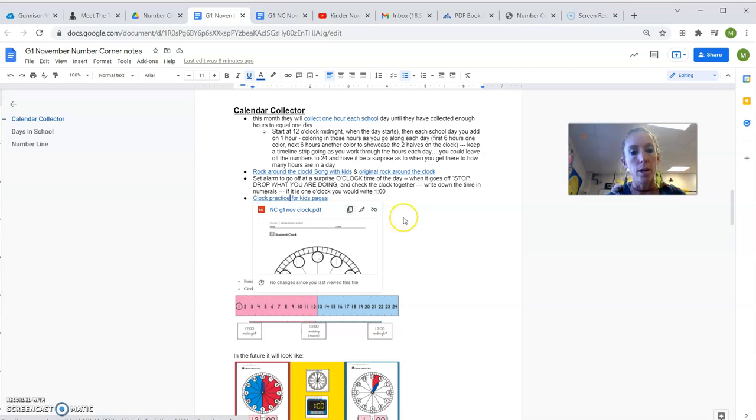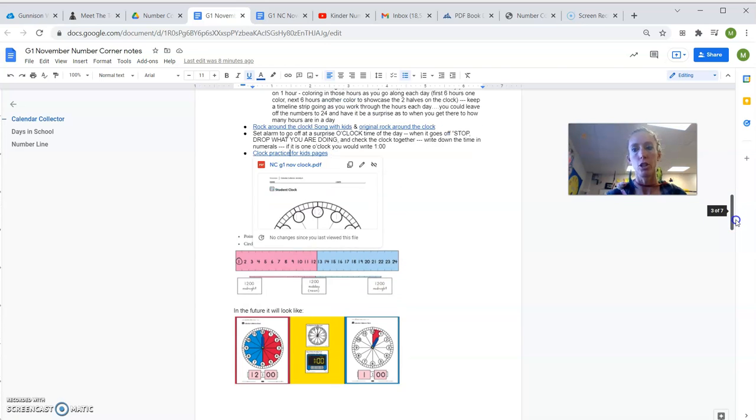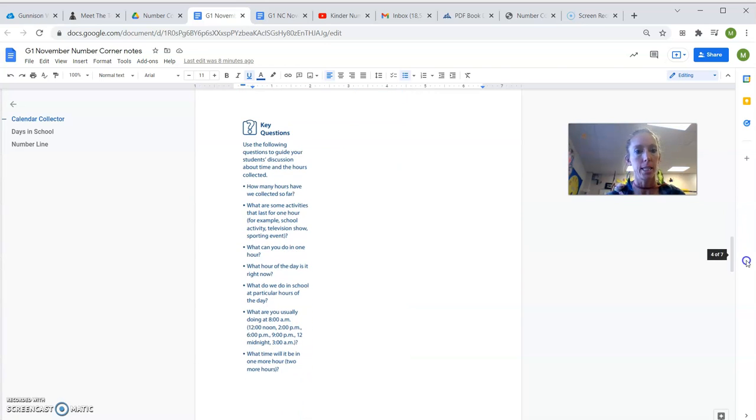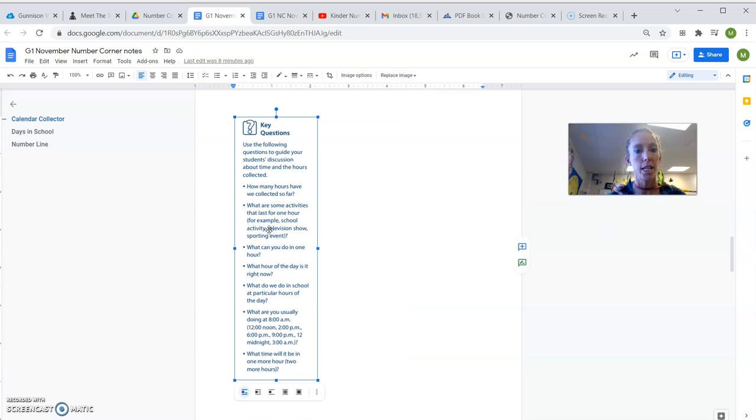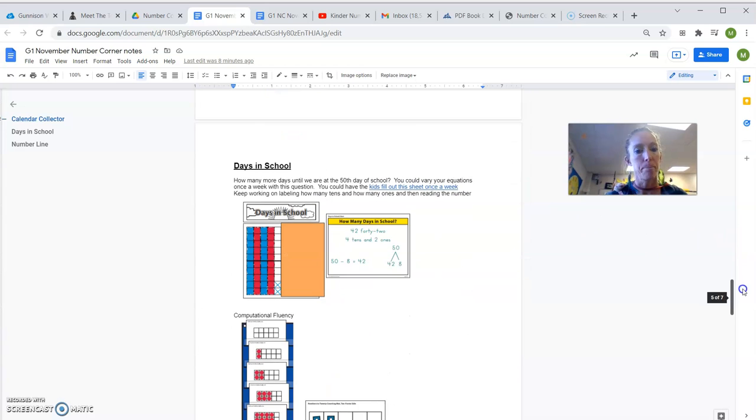And then you also have them doing other o'clock practice. I liked these key questions for me to run through myself as a teacher to be like, what other types of questions could I ask as we're doing the clock stuff each day.